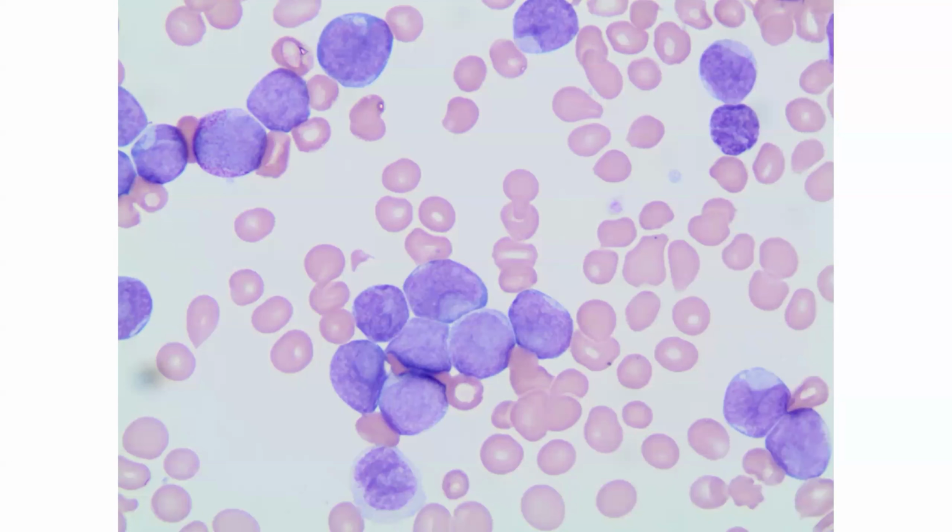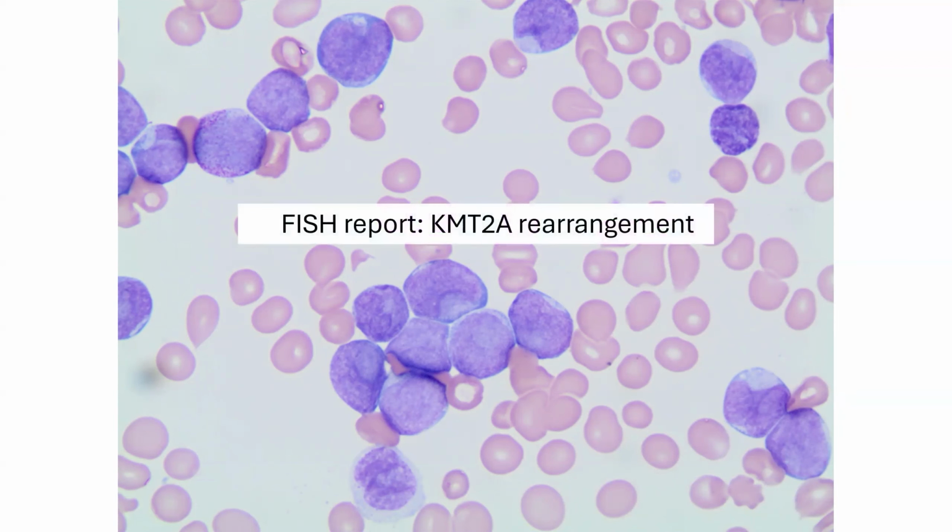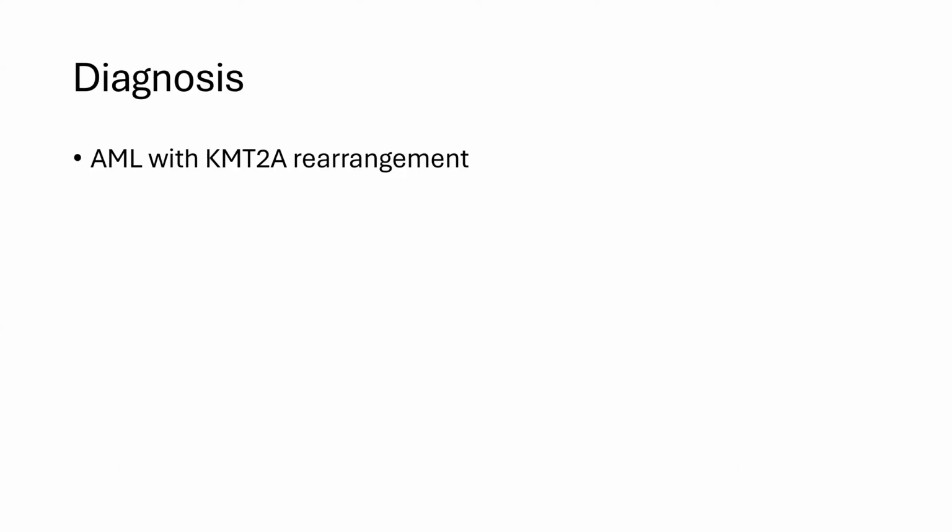Another slide with blasts. Again, let's go through the step-by-step process. What does the FISH show in this case? Let's say it shows a KMT2A rearrangement. What would be the diagnosis? Acute myeloid leukemia with KMT2A rearrangement.